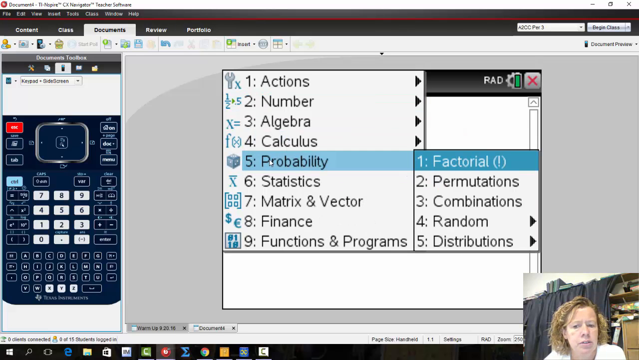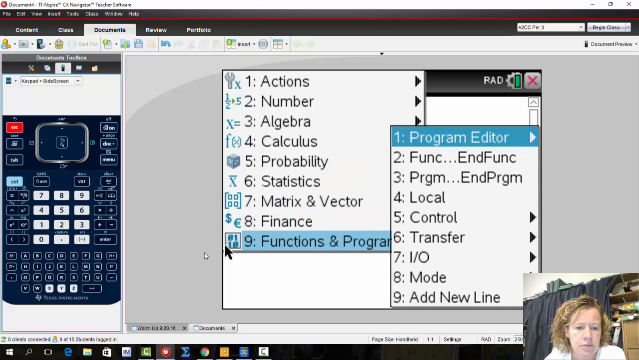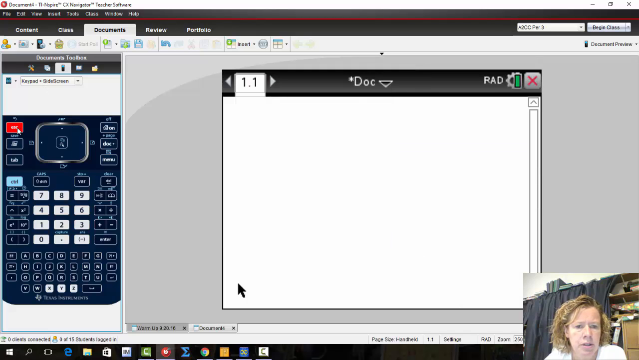We will do some probability later on, some statistics later on. That's actually the next 2 nights worth of lessons. And the rest of this we won't use, except for functions and programs on our problem-solving Mondays. So let's get out of these by escaping.